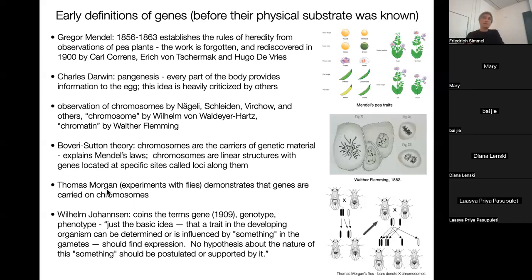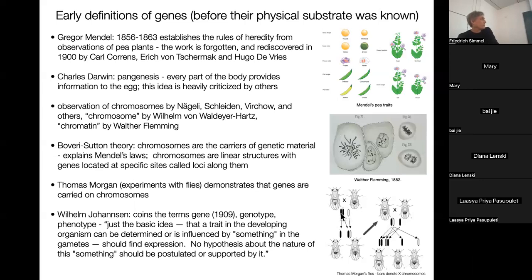And these patterns were sort of observed in such experiments. And Thomas Morgan, he's famous for his fly experiments. So he did a huge number of experiments with flies, and there you could see, for example, body size and also the color of the eyes and how they would change when they mate with each other and generate offspring.